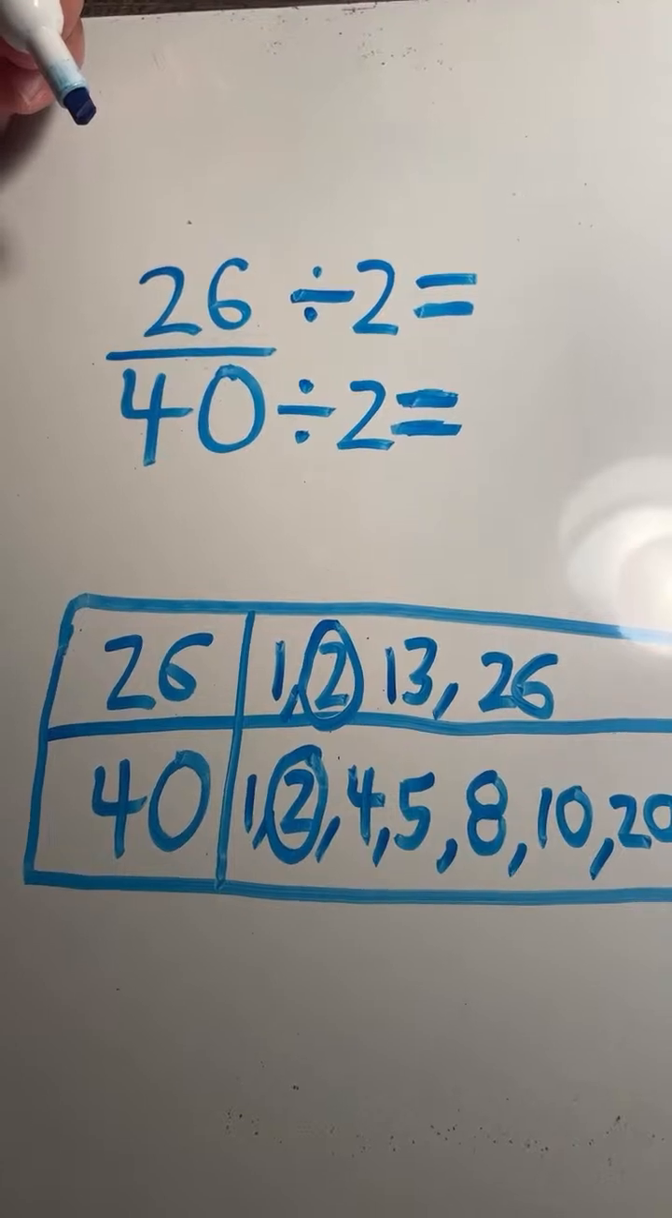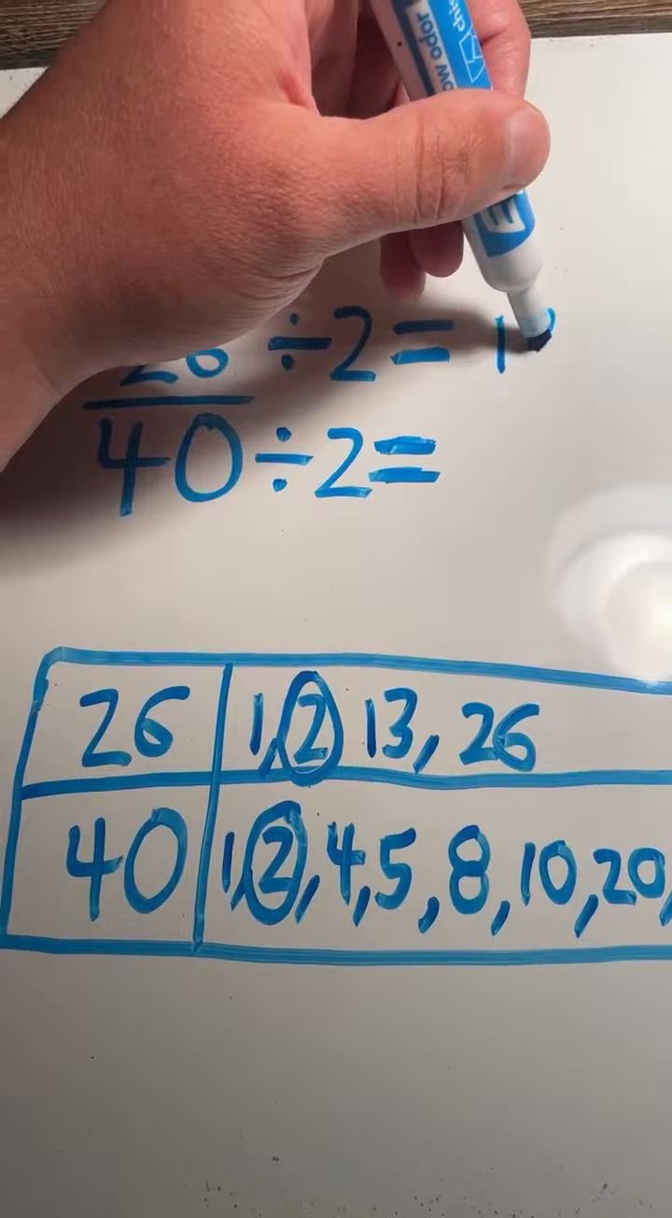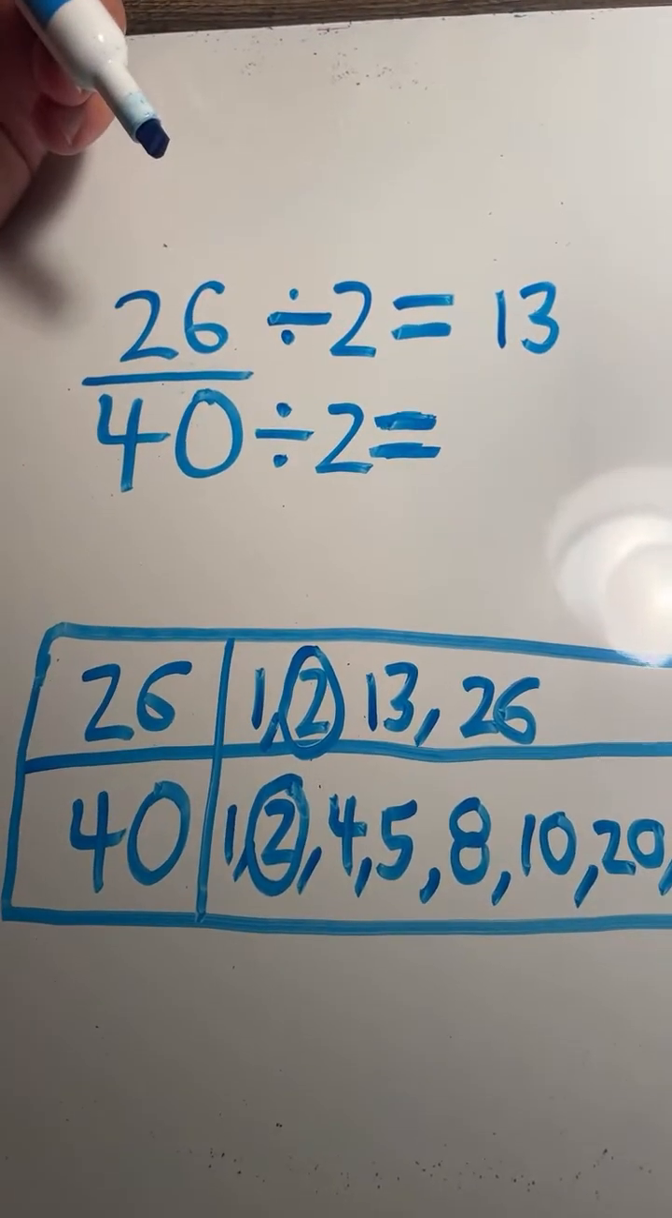So 26 divided by 2 equals 13. 40 divided by 2 equals 20.